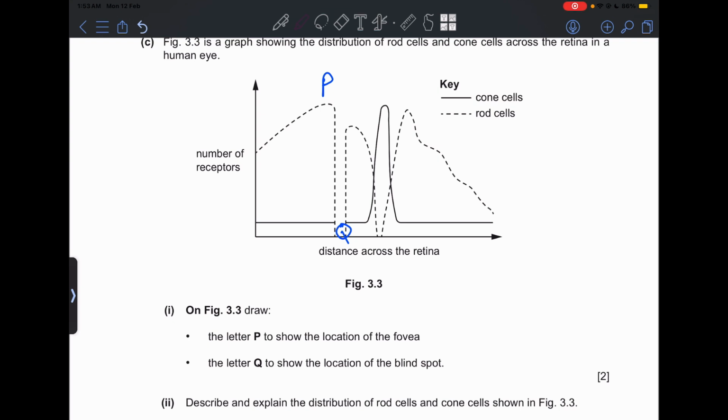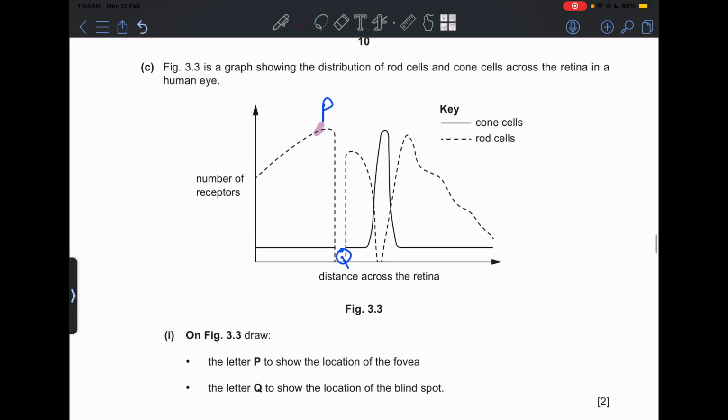So first of all, I labeled it over here as letter P. It is in this area because in this area there are no cone cells. There are only rod cells over there, and this part over here in the middle is actually Q, which is the blind spot, which does not have any cone cells or rod cells.